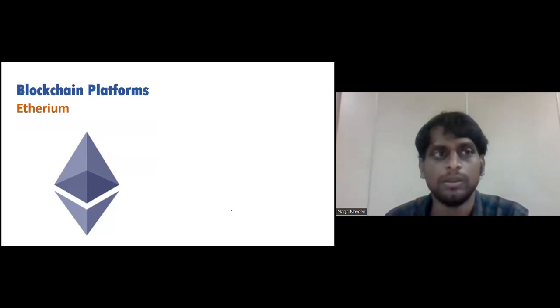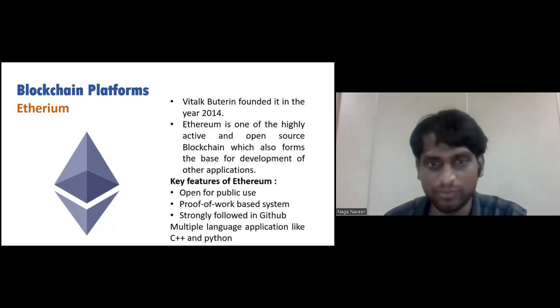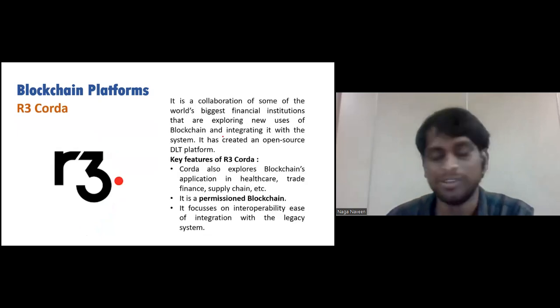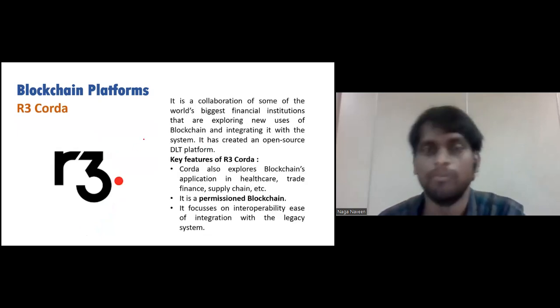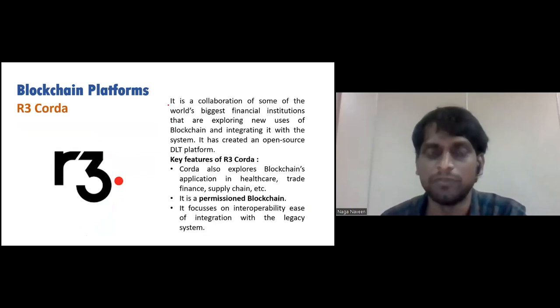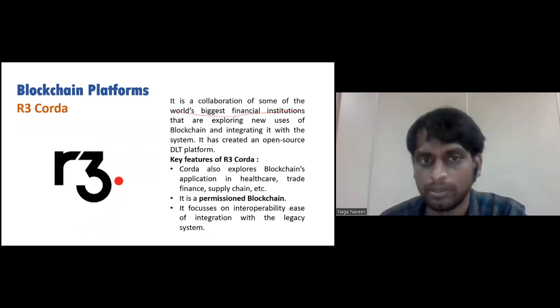Next blockchain platform is Ethereum, which is very famous. It is open for public use and it is based on proof of work. It is strongly followed on GitHub. Next, R3 Corda. You can think of it like this: Ethereum is a platform, Bitcoin is a platform, R3 Corda is a platform. These are all different kinds of blockchain platforms. It is a collaboration of some of the world's largest financial institutions. Corda also explores blockchain applications in healthcare, trade, finance, supply chain, etc. It is a permissioned blockchain.